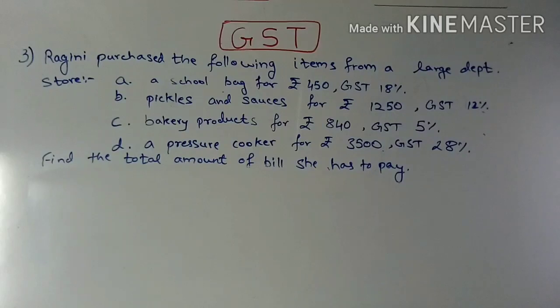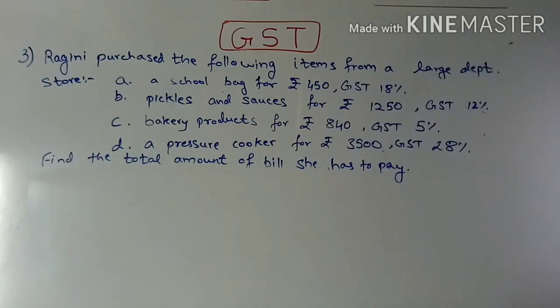So our next question states, Ragini purchased the following items from a large departmental store: a school bag for rupees 450, GST 18%, pickles and sauces for rupees 1250, GST 12%, bakery products for rupees 840, GST 5%, a pressure cooker for rupees 3,500, GST 28%. Find the total amount of the bill she has to pay.